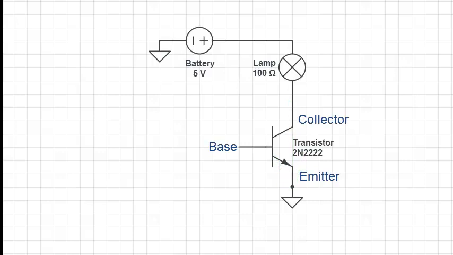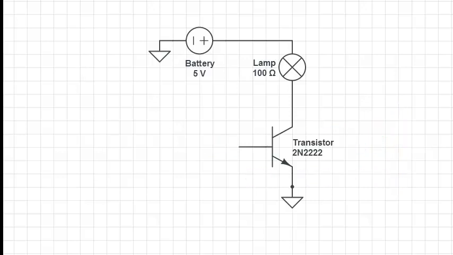Now, I should point out that this is known as an NPN transistor, not to be confused with a PNP transistor. Notice that the symbols are only slightly different, and the collector and emitter have switched places. For now, we will only focus on NPN transistors.